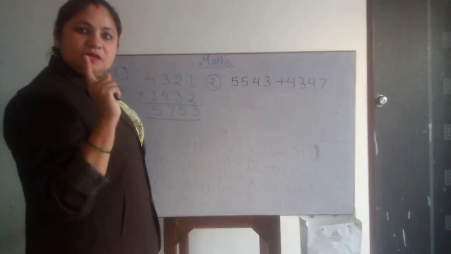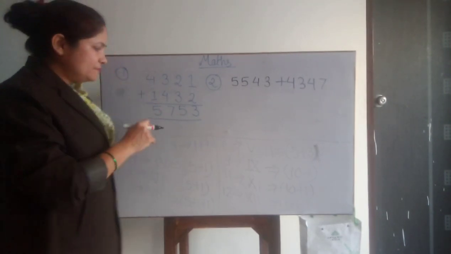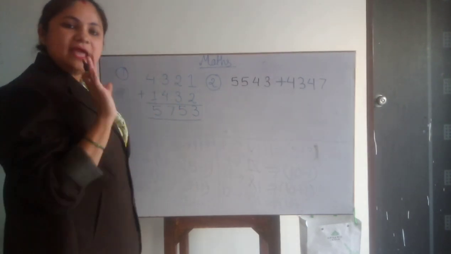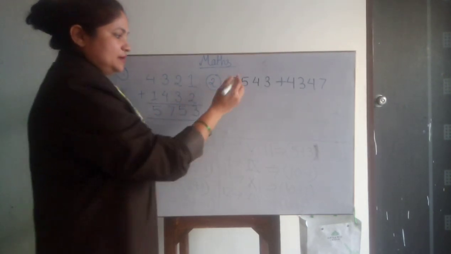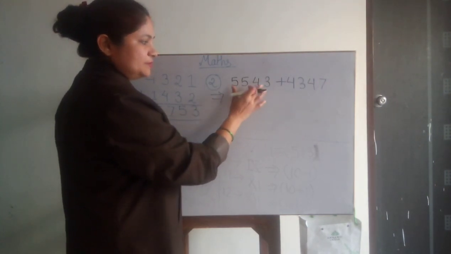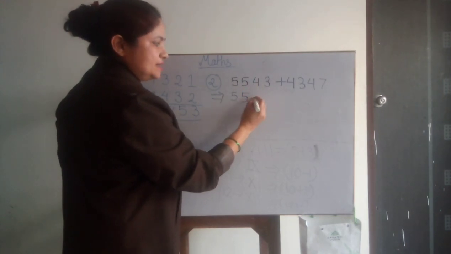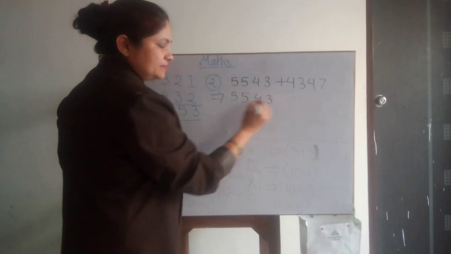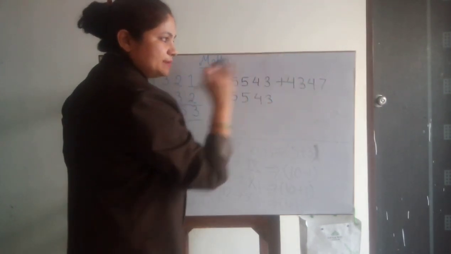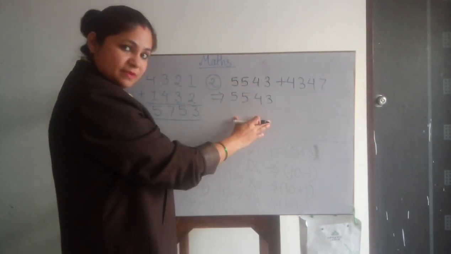So first of all, we will write them in column form. Then only we can add them very easily. So see here, we will write this number first: 5, 5, 4, 3. Okay, then what is the second number? 4, 3, 4, 7. We have to write this number just below this number.